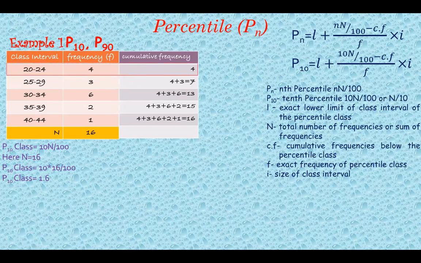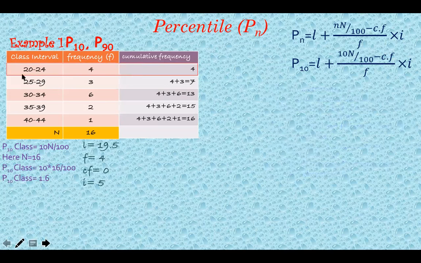Now what do we have to find? We have to find the lower limit, the exact frequency, and the cumulative frequency before this class. What is the lower limit of this class interval? The lower limit is 20, and as these are not continuous class intervals, we subtract 0.5 from 20, which becomes 19.5. So the lower limit is 19.5, and the exact frequency of this class is 4. The cumulative frequency before this class interval: is there any class interval before it? No, so I have written 0 as the cumulative frequency.